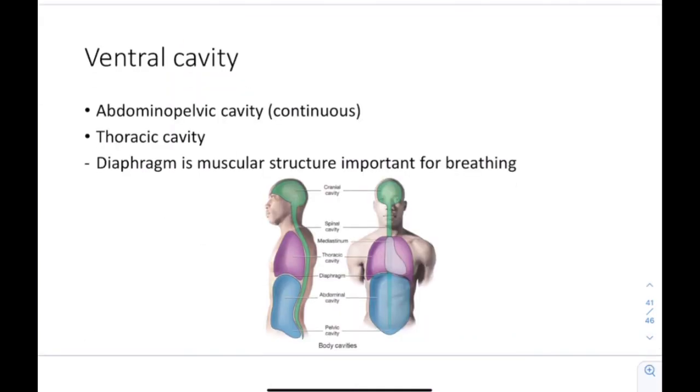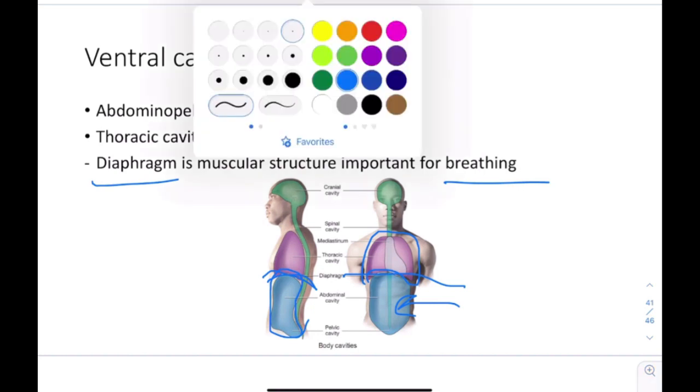And then in the ventral cavities, we have the abdominopelvic cavity. So this right here is the abdominopelvic cavity. They're continuous, there's no separation. And then we also have the thoracic cavity, which houses the lungs and the heart. The thoracic cavity is separated from the abdominopelvic cavity by something called the diaphragm. The diaphragm is a muscle right here that separates these two cavities, and it's an important structure for breathing. And we'll talk about it later in the musculoskeletal lectures.